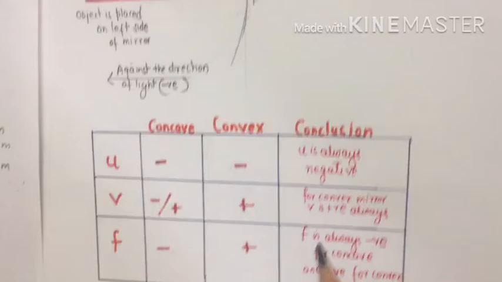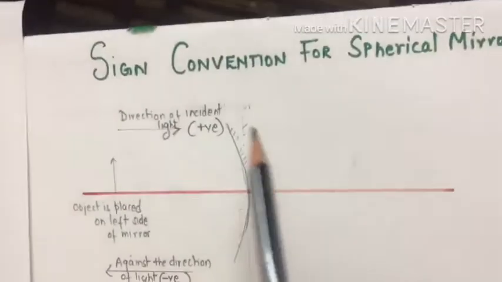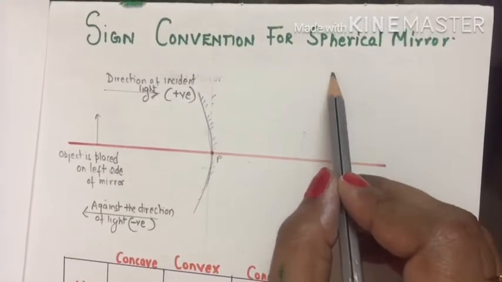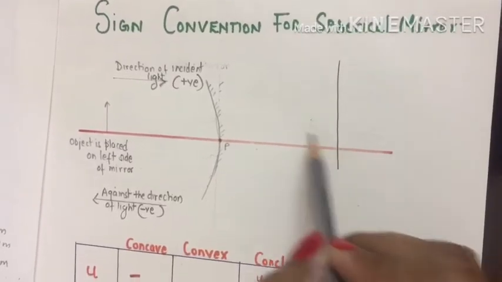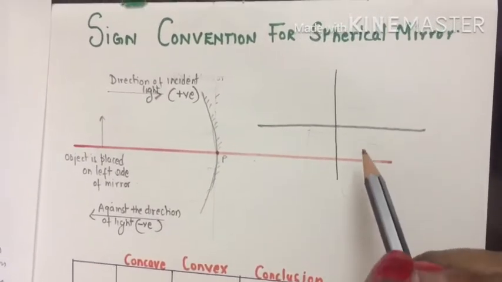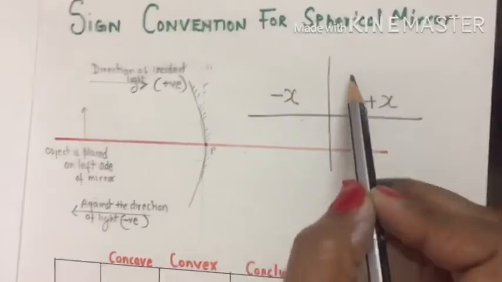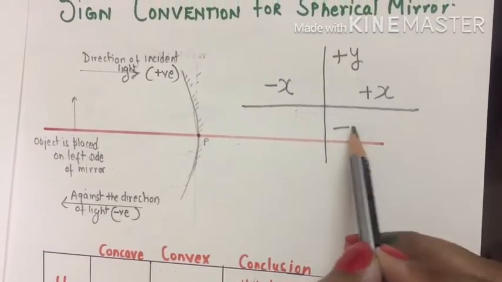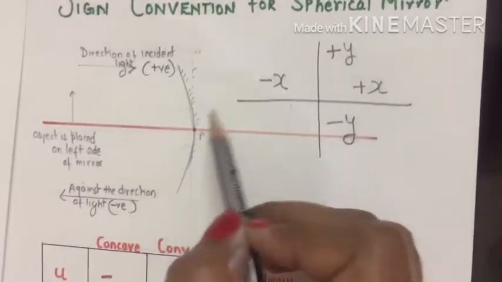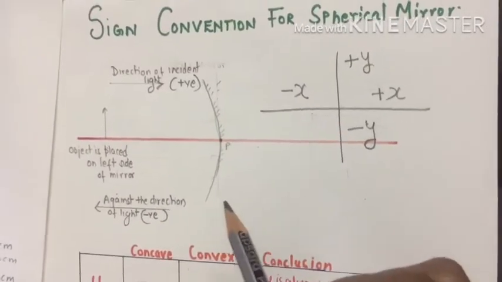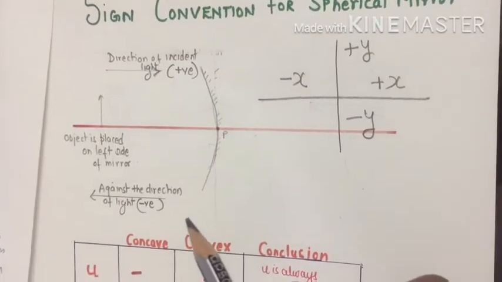Now sign conventions. See, so many rules are given, but one simple thing you have to remember. I feel that all of you remember this Cartesian coordinate, right? This side you have positive x, this side you have negative x, positive y and negative y. If you remember this, easily you can understand this sign convention. Now, what are these sign conventions? We'll go one by one.